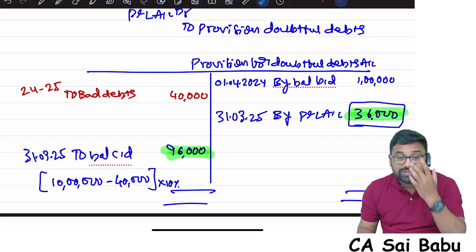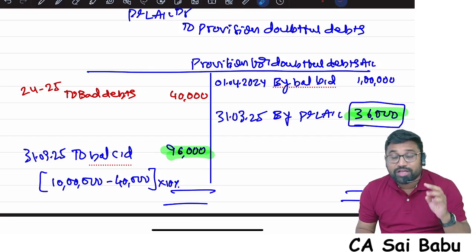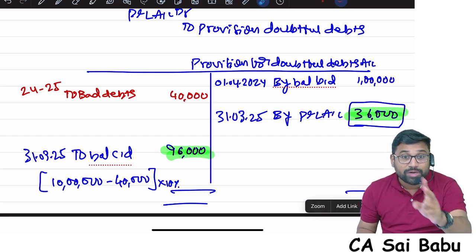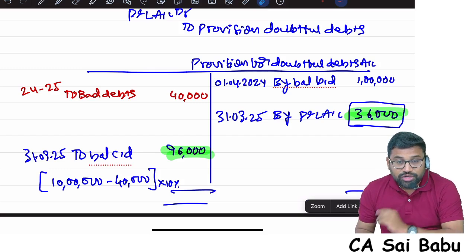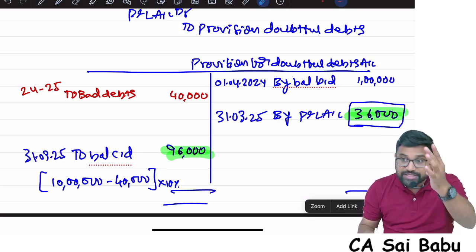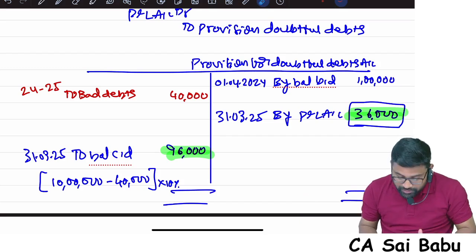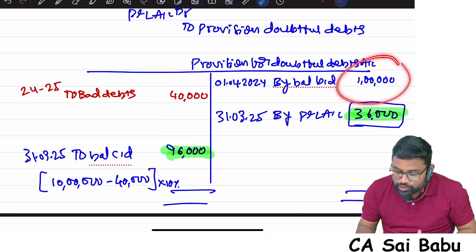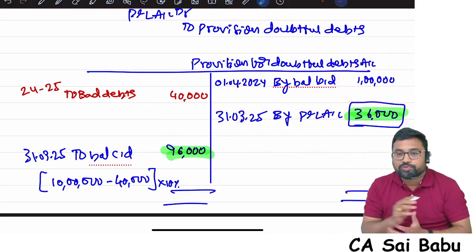They will ask you sometimes how much provision during the year, how much provision is created, like the 2 marks MCQ they will ask. So what you have to do is, I will tell you a simple formula. See this, like this you need to calculate. Closing provision, add bad debts, minus opening. Then automatically you will get how much provision is required to be created.